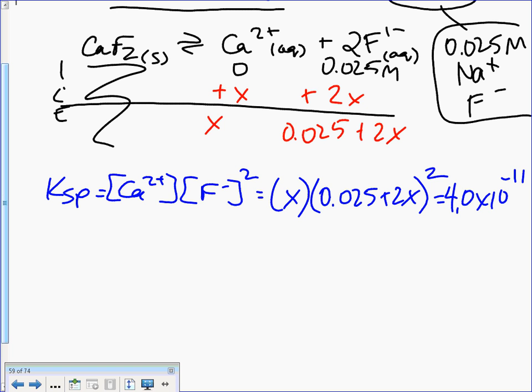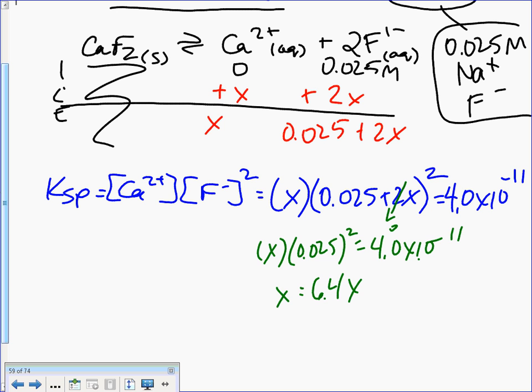But I'm going to try to neglect x to prove to you that you can do it with these types of problems too. But I'm only going to be able to neglect the x that is added to, or subtracted from, a true number, not 0. So when you simplify this, you get x times 0.025 squared is equal to 4.0 times 10 to the negative 11. So square that, divide, x is a number such as 6.4 times 10 to the negative 8th molar.